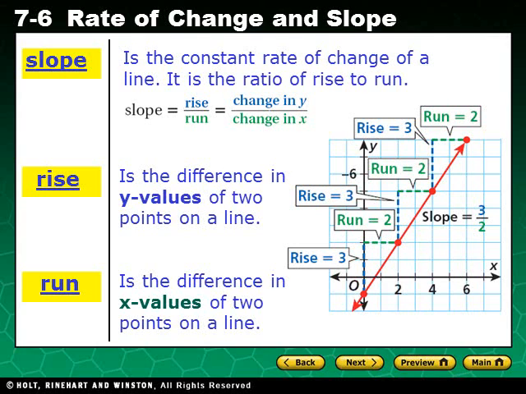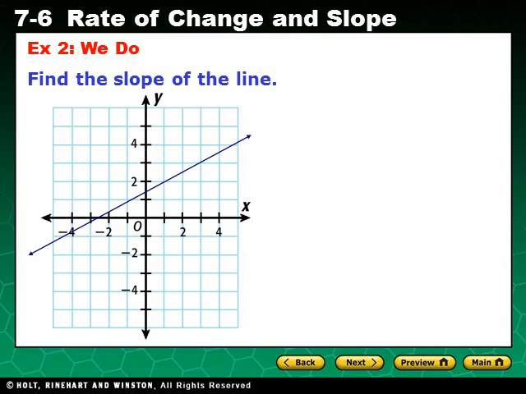Let's use an example to put these in context. Example 2. Find the slope of the line. Let's do this one together. Alright, so here's this line. What's its slope? Well, we know it's going to be positive because it's going up from left to right.